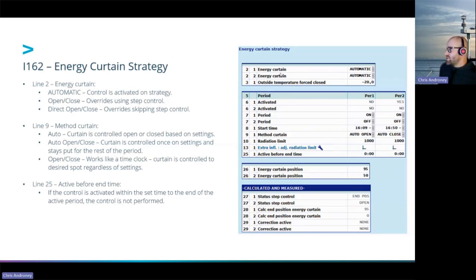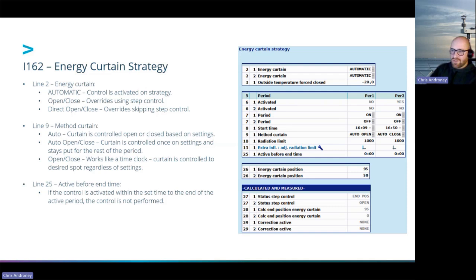If you have a situation where you want to override the curtains, and it's only temporary, I would suggest using a temporary setting, but there's a couple of options here for you. You can use open or close. What that's going to do is open or close the curtains using the step control program. We're going to cover the step control program in a few slides. And then you can also use direct open and direct close, and that's going to override, skipping the step control.